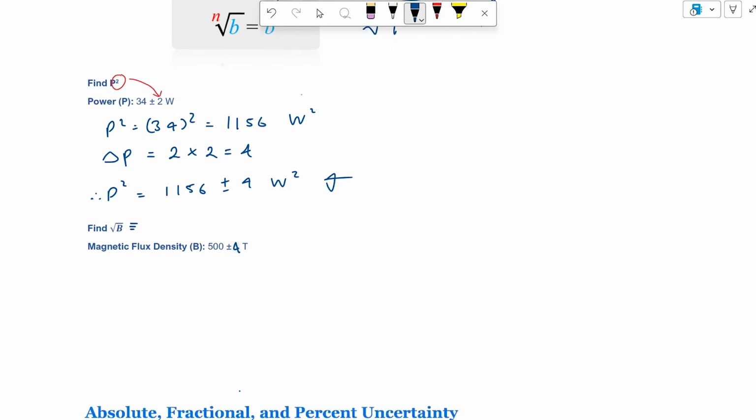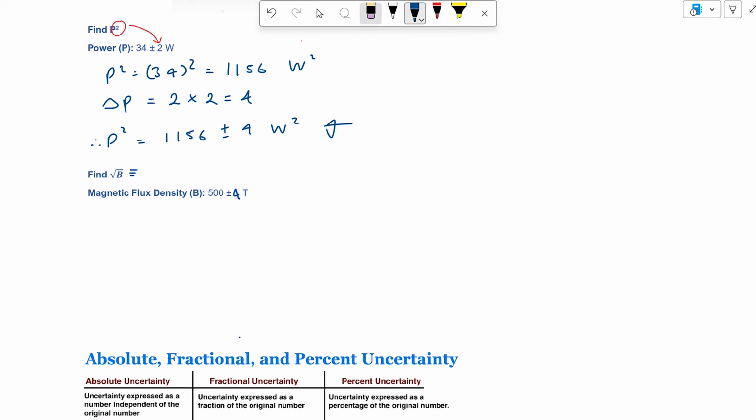In the second question, we have magnetic flux density, and we have to find the square root of magnetic flux density. So let's find it. We have square root B is equal to square root 500, which in rounded terms gives us 10 square root 5 Tesla.